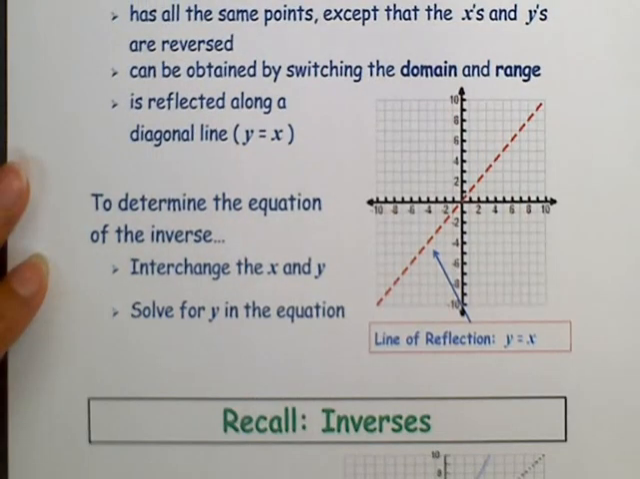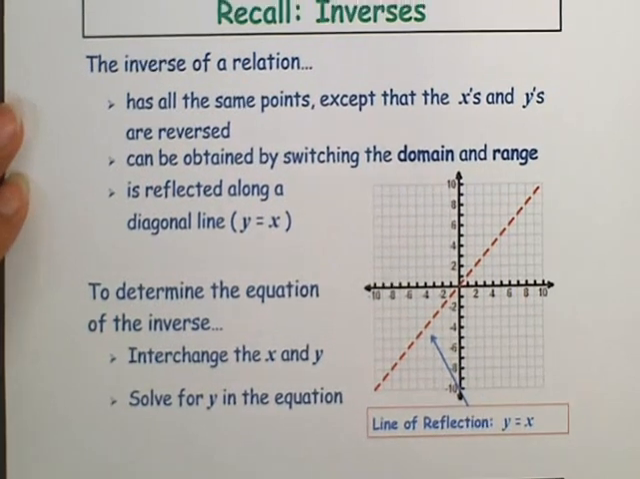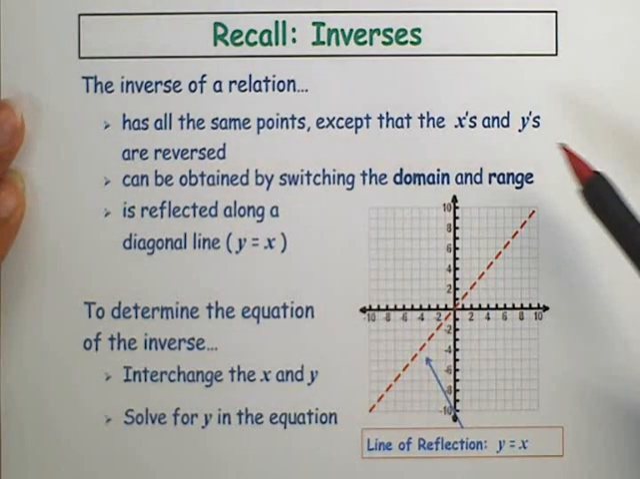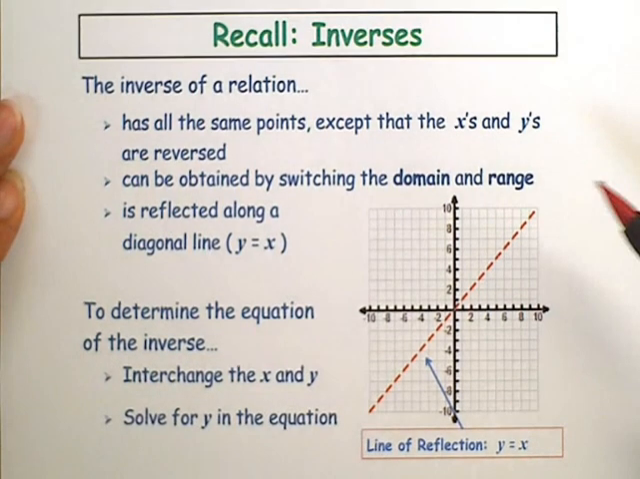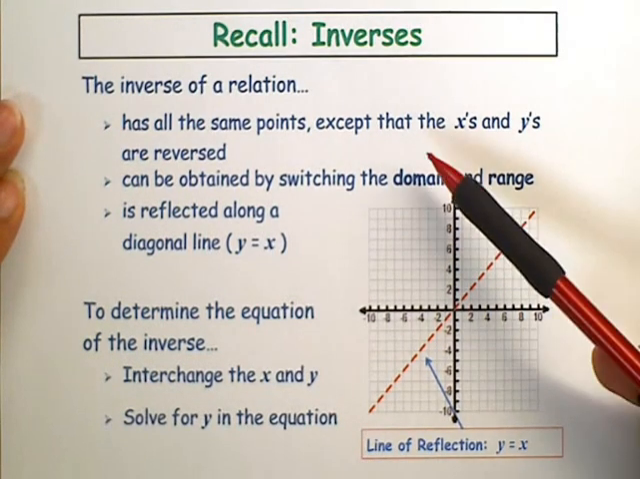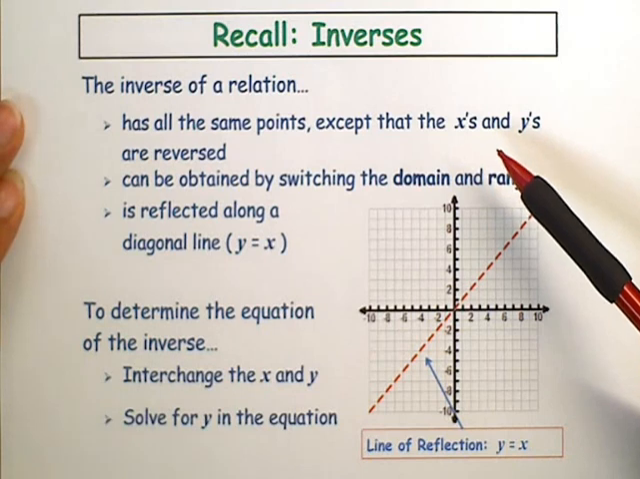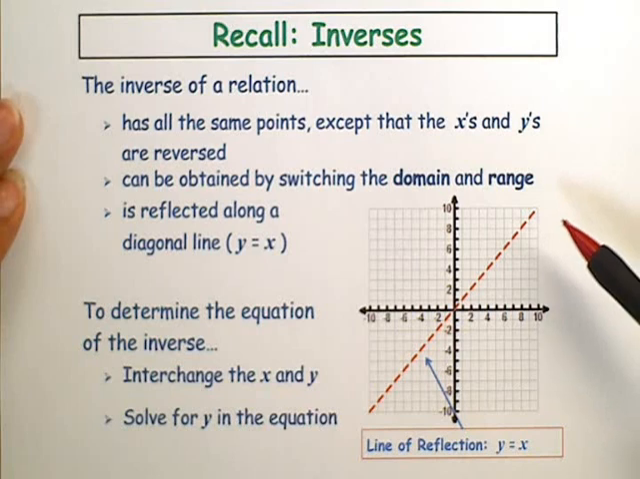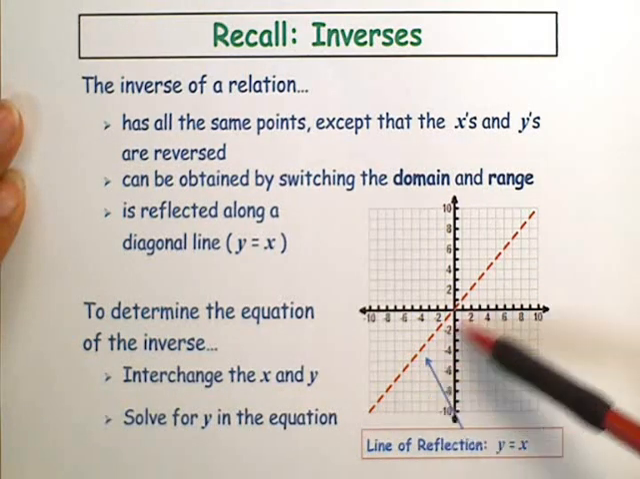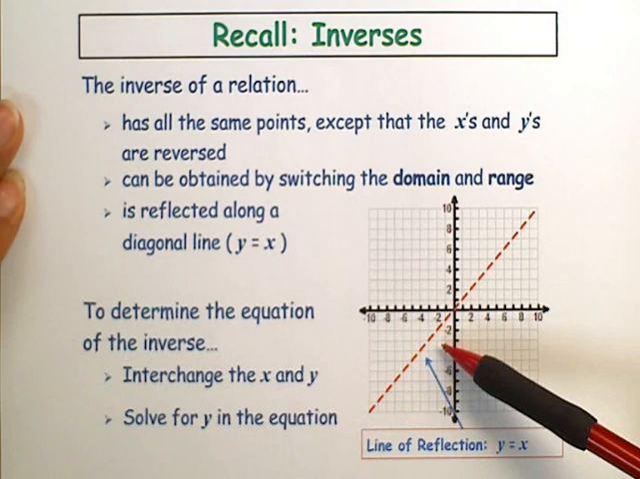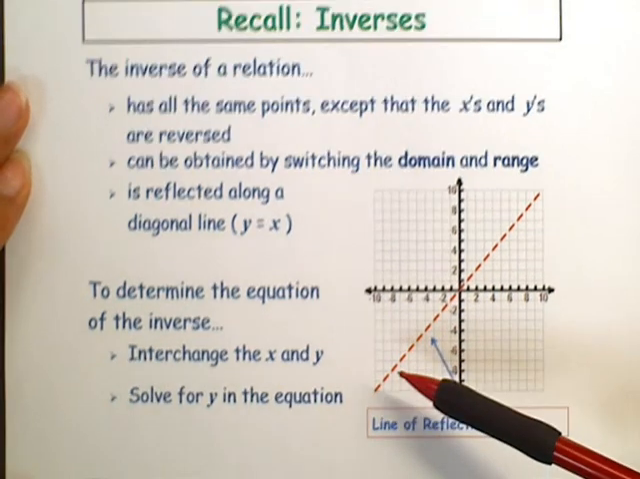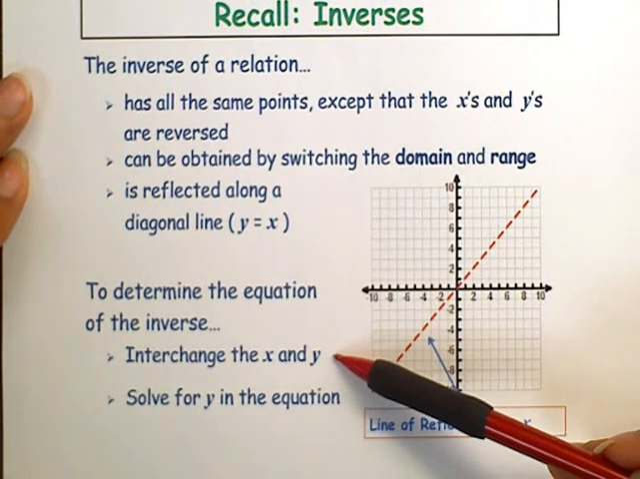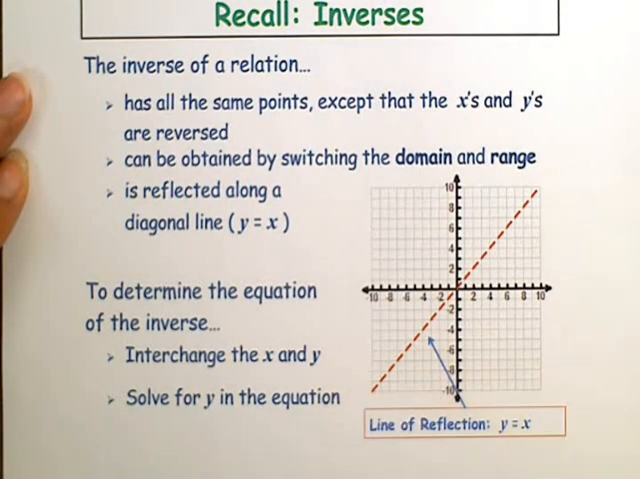Take a look at some things that we talked about in lesson 1 and some concepts that you know from last year. So we looked at inverses yesterday, and we know that the inverse of a relation has all the same points except the x's and y's are reversed, or in other words, we're essentially interchanging the domain and range. And you know that the line of reflection when you're looking at an inverse function is along the diagonal line y equals x. Algebraically, if you're trying to find the equation of the inverse, you're trying to interchange the x and y first and then try to solve for y in the equation. And we talked about that a little bit yesterday as well.